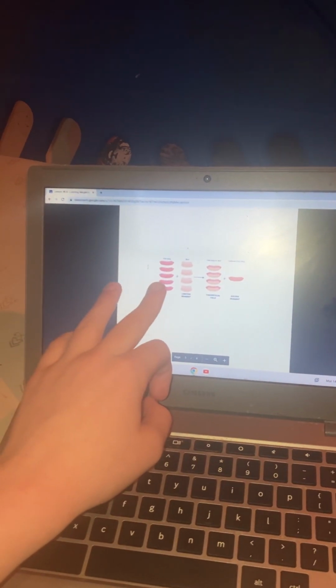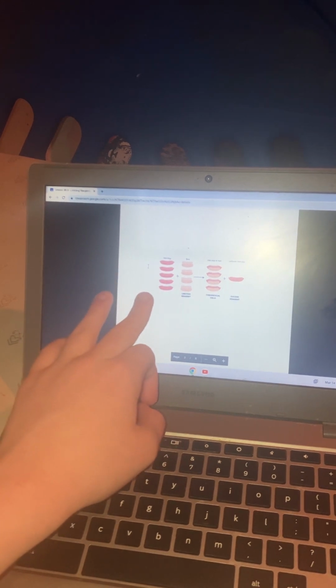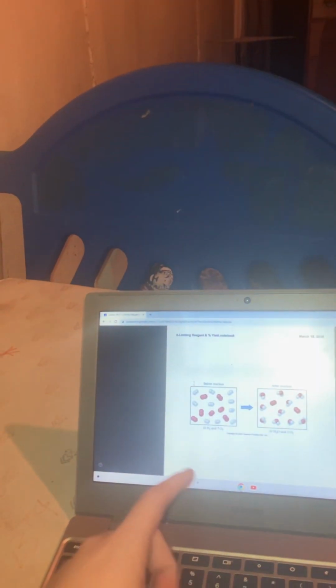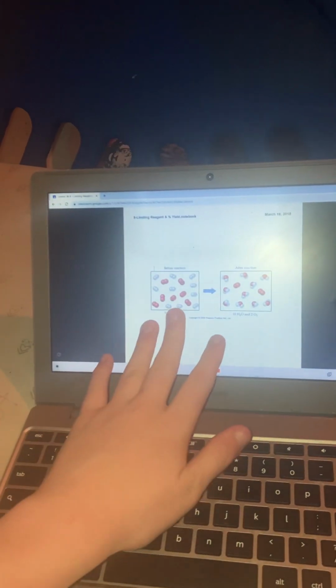Again, this is another case for hot dogs. You have 4 buns and 5 hot dogs. So theoretically, you can make 4 hot dogs, and then that 1 hot dog left over is your excess. Or in this case, we have 10 H2 and 7 O2. You can make 10 H2O, but you're going to have 2 O2 left over.